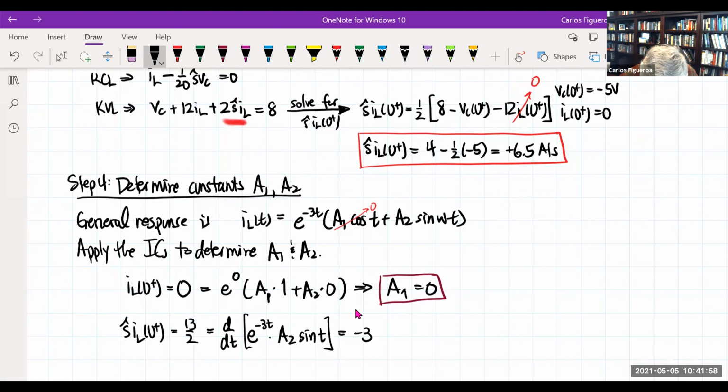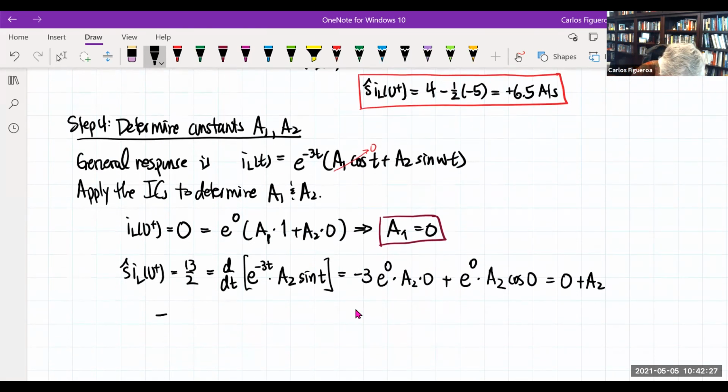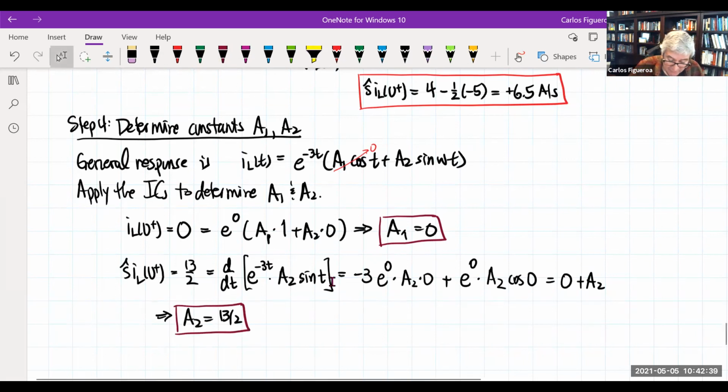And then, of course, I get the e to the 0. But then look what I get: A2 times 0, so there's no contribution there. Then according to the chain rule, I'm going to get e to the 0 times the derivative of this guy. The derivative of sine is just cosine, so then I'm going to get A2 cosine of 0. So that tells me that I'm going to get 0 plus A2. So therefore, this tells me here that A2 should be 13/2 or 6.5. So I now have my constants.